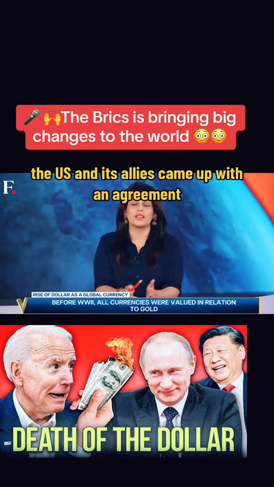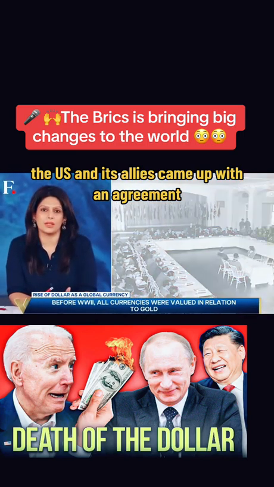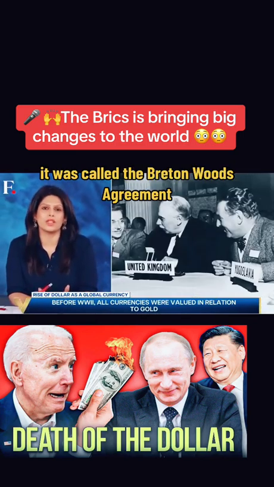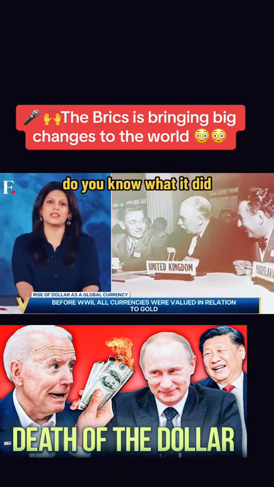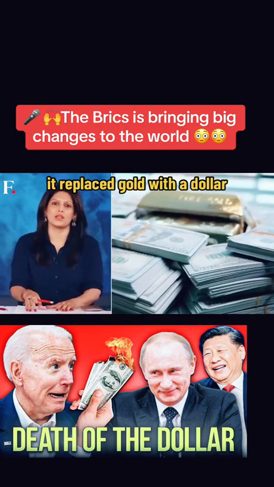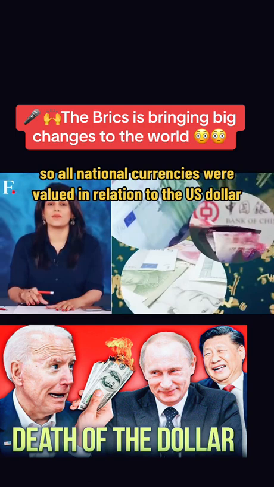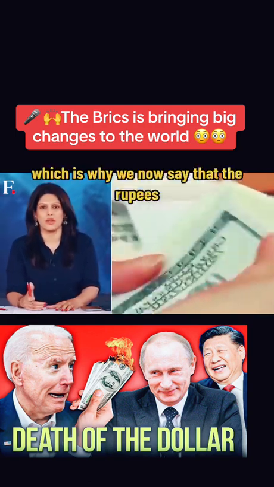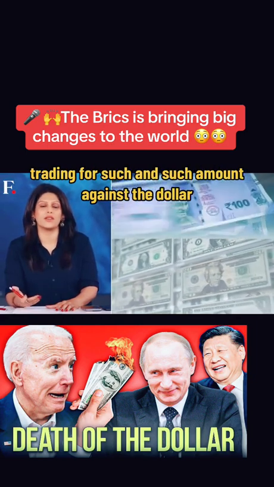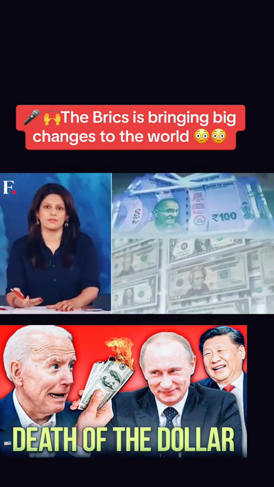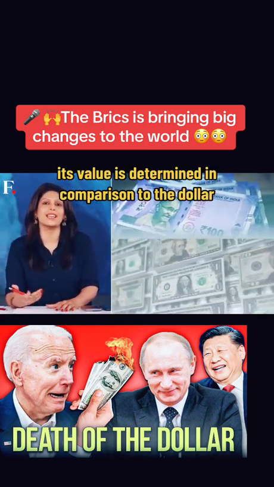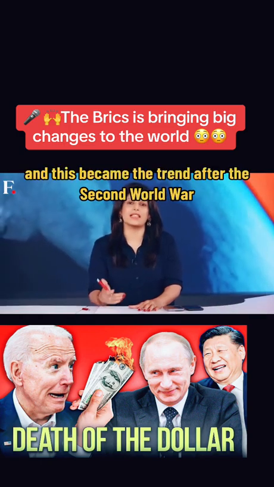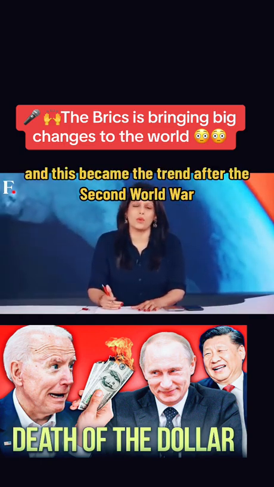After the war, the US and its allies came up with an agreement. It was called the Bretton Woods Agreement. Do you know what it did? It replaced gold with the dollar. So all national currencies were valued in relation to the US dollar. That's how the dollar became so important, which is why we now say that the rupee is trading for such and such amount against the dollar. Its value is determined in comparison to the dollar. And this became the trend after the Second World War.